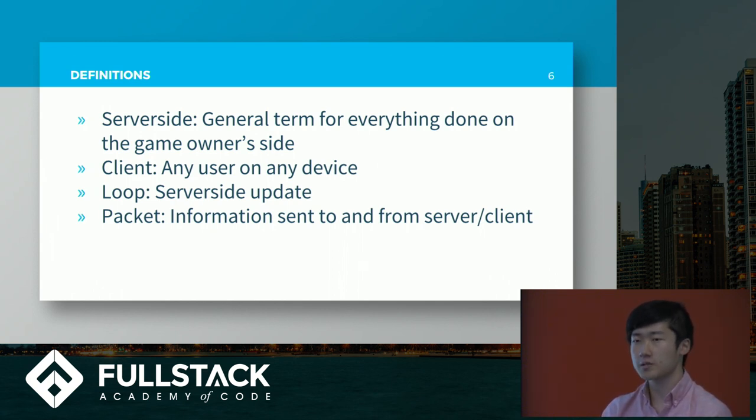A loop is just a single server side update. So during our game, we have a bunch of different updates that go on, and this happens in a loop. So say every 50 milliseconds, we render all the physics. We render every single part of the game inside of our loop. And then our packet is information that is sent to and from every server and client.